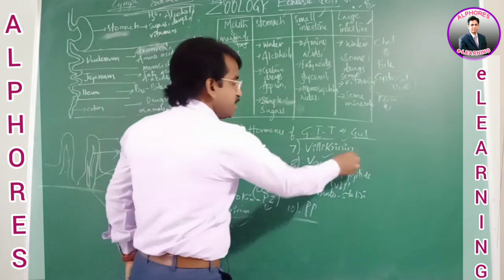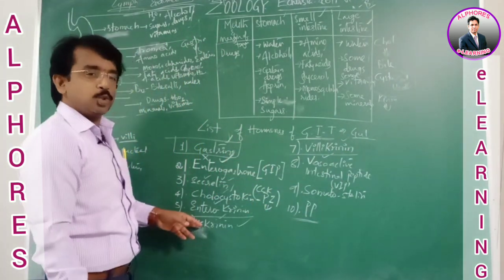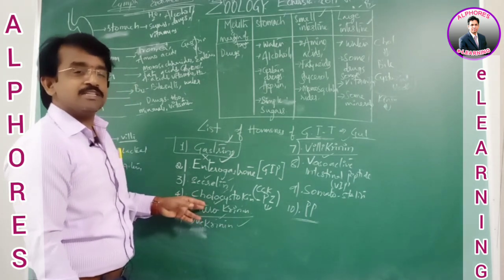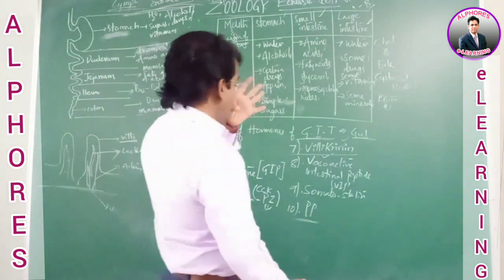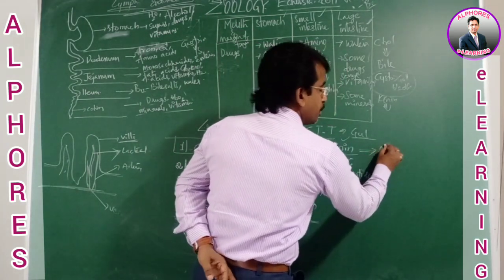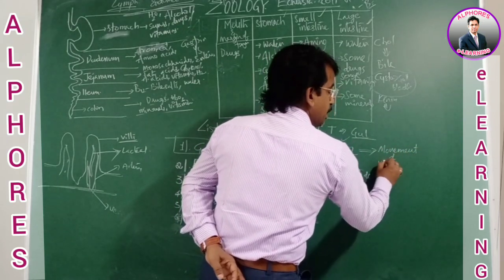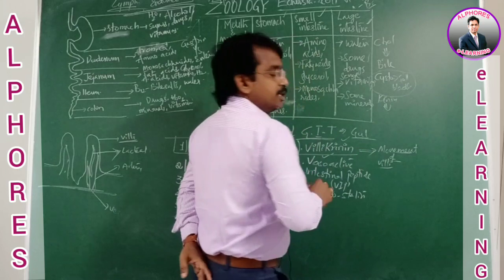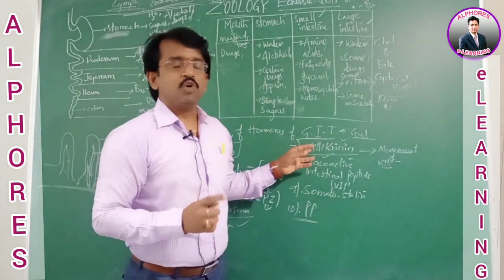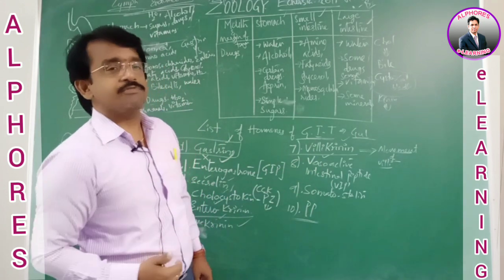Then villicrinin, every term has its meaning. Duodenum, enteron, here it is nothing but the intestinal juice. Now villicrinin. Villicrinin is a hormone responsible for the movement of villi. Movement of villi. Villicrinin is a hormone for movement of the villi, so it is for further absorption.